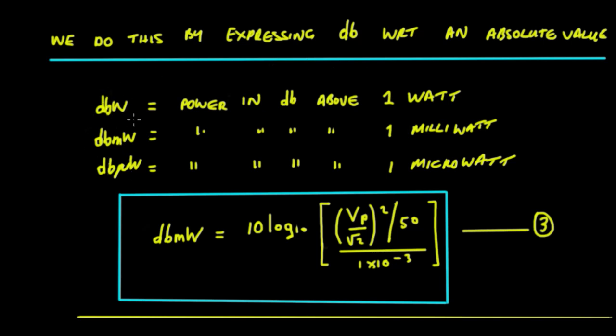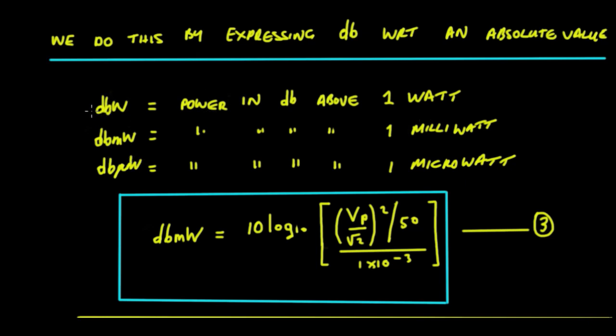So we can do this in two ways. We can express it in terms of an absolute value above a particular power, and we could do it using an absolute value above a particular voltage. So we'll look at it in terms of a power first of all.